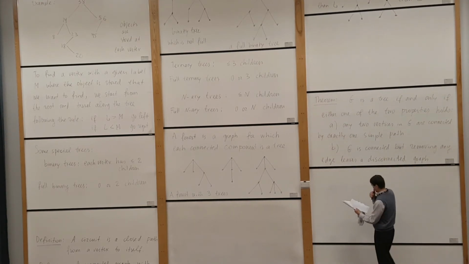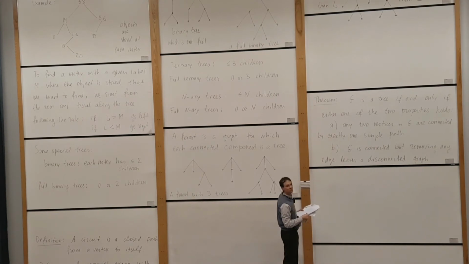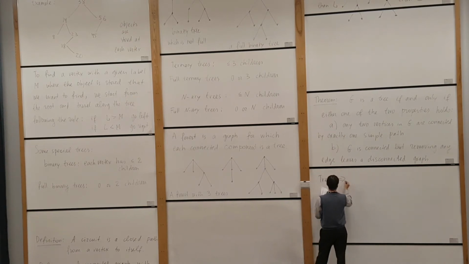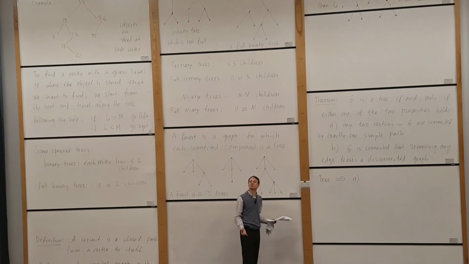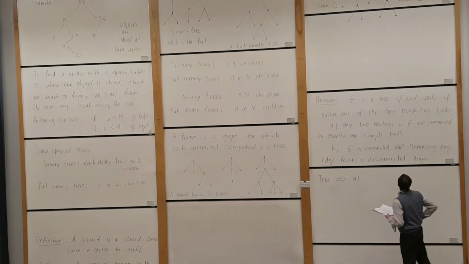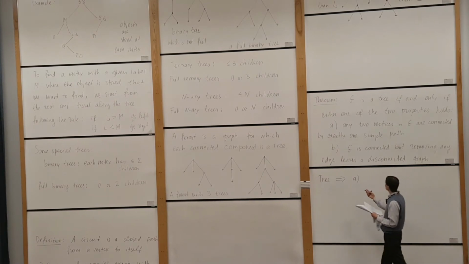So let me discuss how this theorem follows. It's not complicated. So I'll first prove that if I have a tree, then this implies property A. So if I have a connected graph with no simple circuits, that was my definition of what a tree is, then any 2 vertices in G are connected by exactly one simple path.